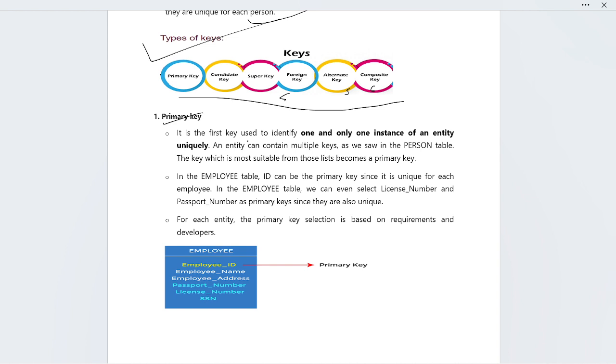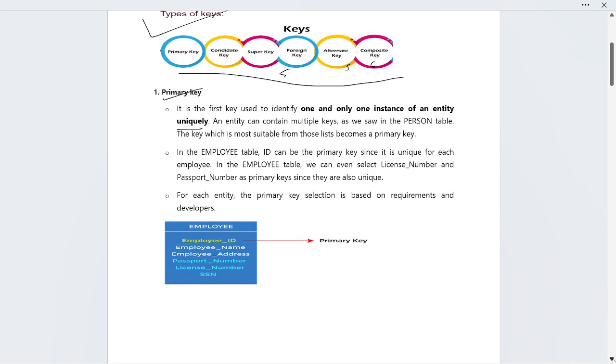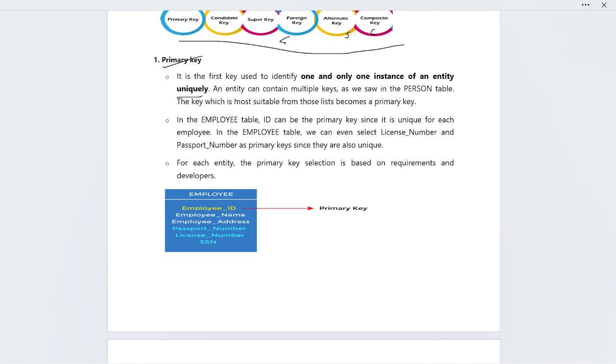It is the first key, used to identify one and only one instance of an entity uniquely. So a primary key is basically used to identify the record uniquely. An entity can contain multiple keys. As we saw in the person table, the key which is most suitable from those lists becomes the primary key.